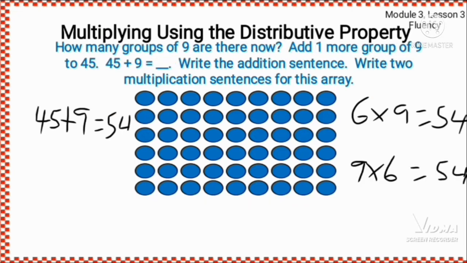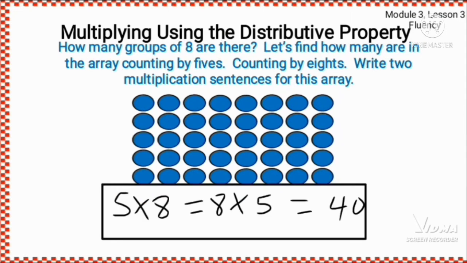How many groups of 9 do we now have? 6. So add one more group of 9 to 45. That is what it means. 45 plus 9. What is the answer? 45 plus 9 is 54. Two multiplication sentences we could write. 6 times 9 equals 54, and 9 times 6 equals 54.